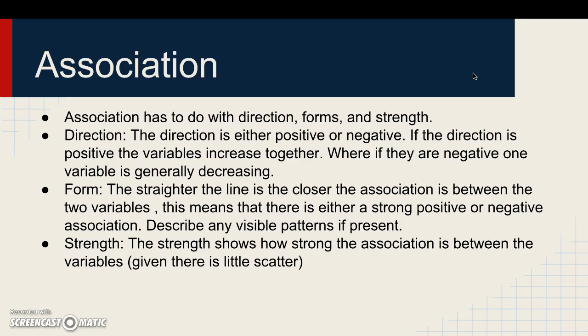Form. The straighter the line is, the closer the association is between the two variables. This means that there is either a strong positive or negative association. Describe any visible patterns if present. Strength. The strength shows how strong the association is between the variables, given there is little scatter.